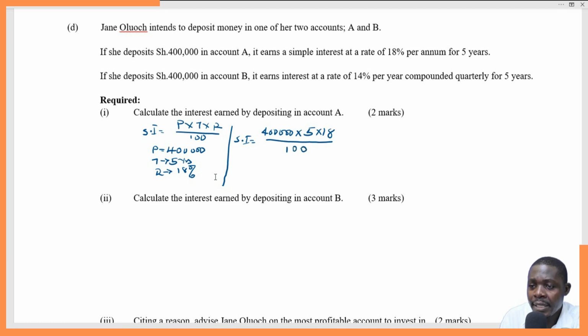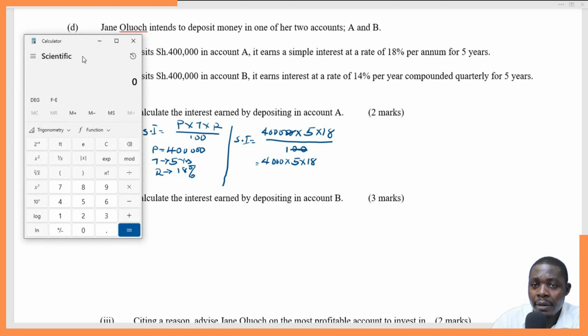In this case, we can just do normal cancellations. This 0 cancels with that, but we are having 4,000 multiplied by 5 multiplied by 18. We can use the calculator here to multiply. We have 4,000.